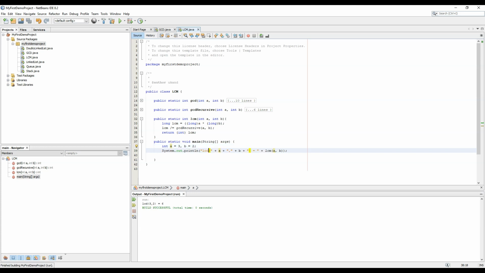So I have printed the LCM of the two numbers. I apologize for the typo. I printed it as LCD. It's not LCD, it's LCM, lowest common multiple.